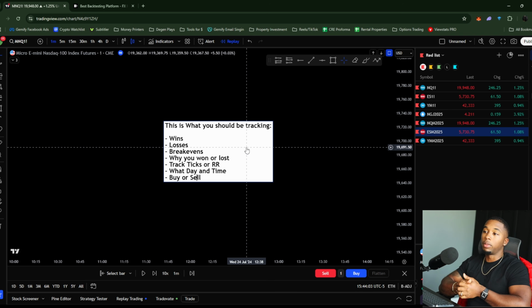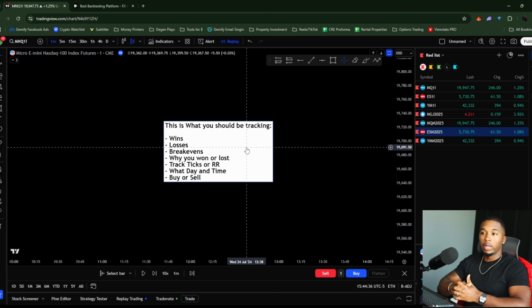Time is obvious as well, because you want to be able to track, okay, maybe I should stop trading at around 1 p.m. because every single time I take trades after 1 p.m., they end up losing. So you want to track all that as well, so you can see the patterns when you have the data of your trading. Next, you want to track whether you bought or you sold, or you entered a buy position, a sell position, or a call or a put.